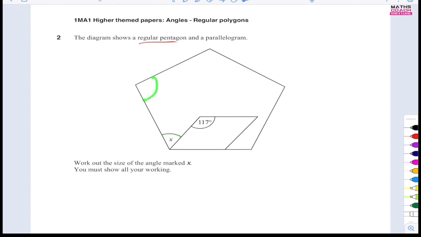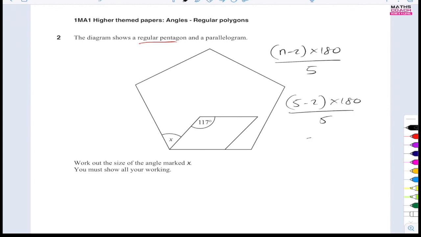Now, with the pentagon, it's a regular pentagon, which means all these angles are going to be the same. Okay, so let's focus on this particular one. Let's find what one of these angles of the pentagon is. So we're going to use our formula, n minus 2 times 180, and then we're going to divide that by 5 because the pentagon has 5 angles. So that's going to be 5 minus 2 times 180 divided by 5. That will tell us what one of the angles is, and that gives us 108 degrees. So that means all of that is 108 degrees. We just need to find what X is.